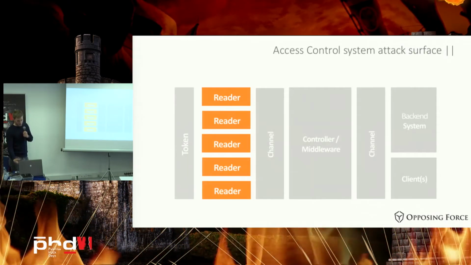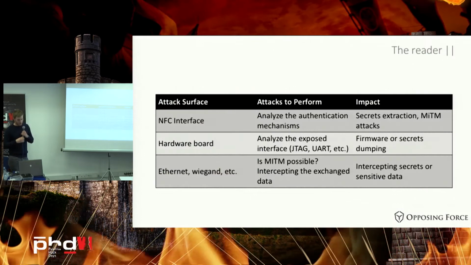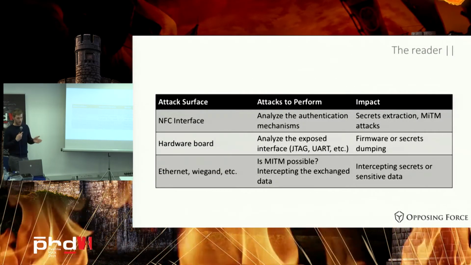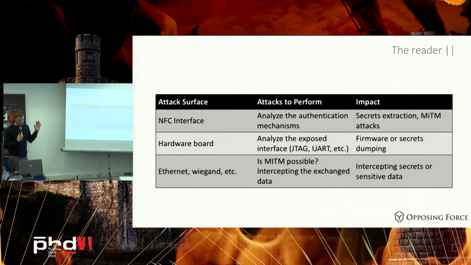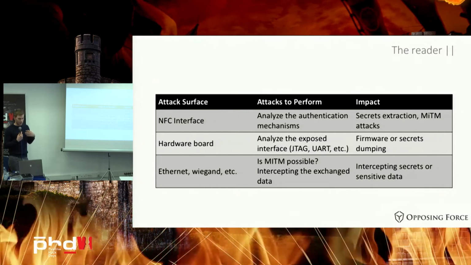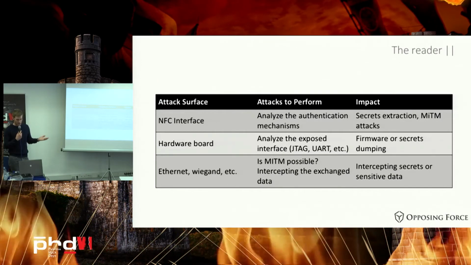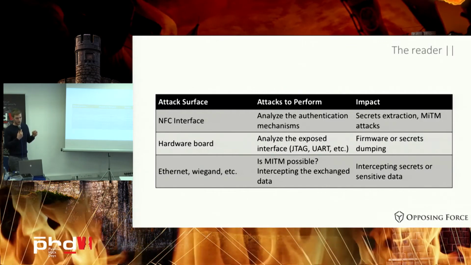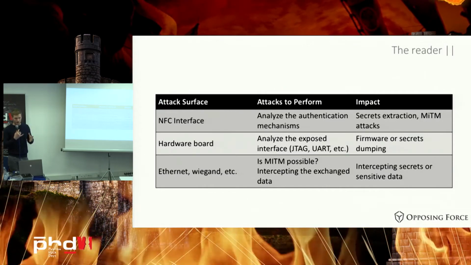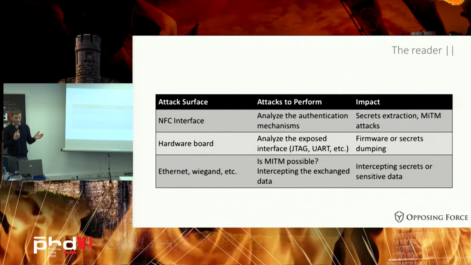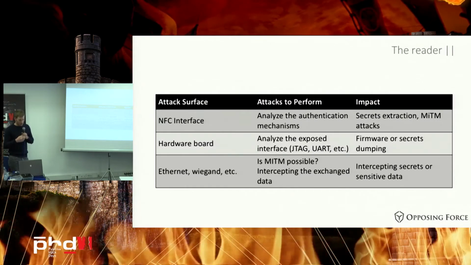Then we have the reader. And again, we have the NFC interface, in which we can do the same thing as the token, so analyzing the authentication mechanism. Then we have the hardware board, in which we can try to extract or dump the firmware, extracting the keys. And this is what was done for the HID. So they took a reader, extracted the keys, and then found out that all the readers were using the same keys.